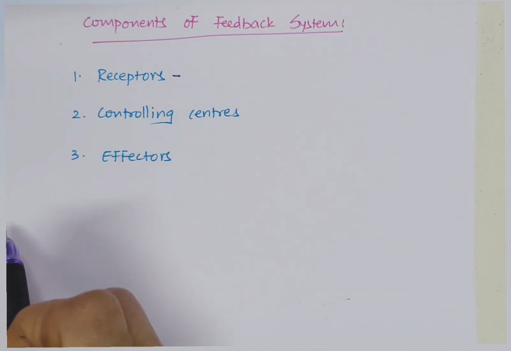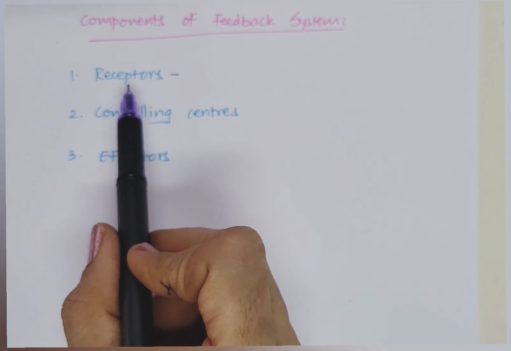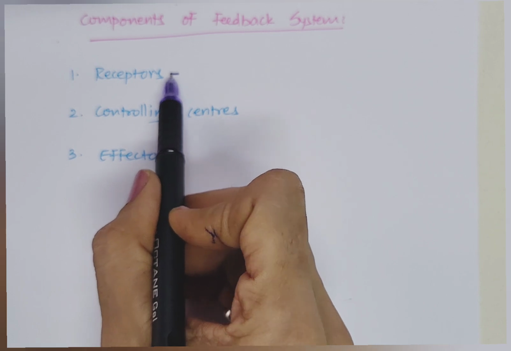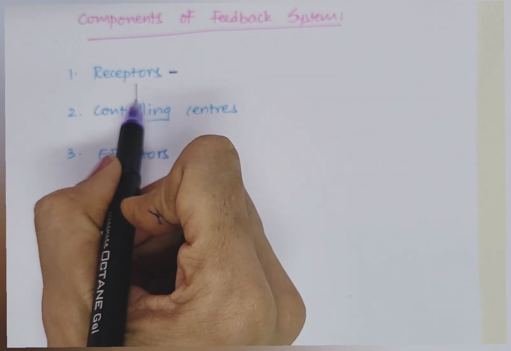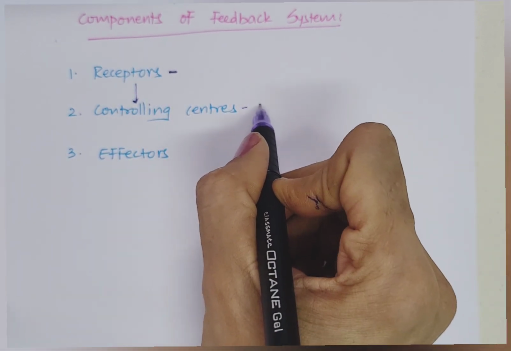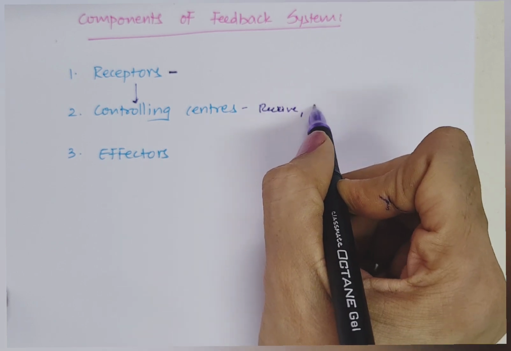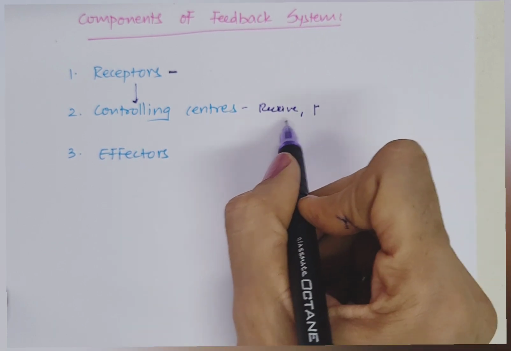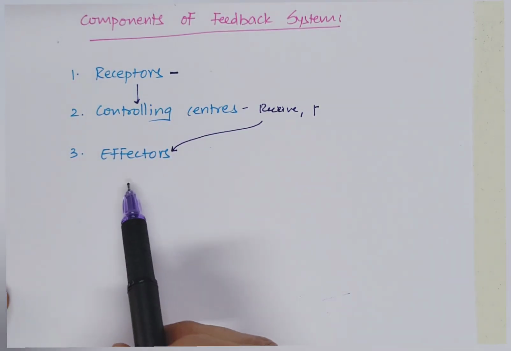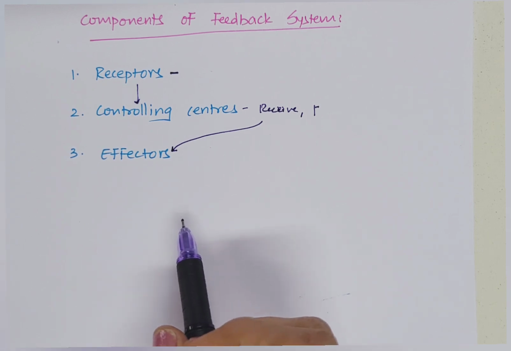Now, the feedback system has receptors. Receptors means they are sensitive to the stimulus. Whenever there is any stimulus, these receptors get stimulated. Second, the information from the receptor goes to the controlling center. Number one is to receive. After receiving, they process the information, assess, and after that they send signals to the effector. And what is the action? The effectors perform the action. So this is the mechanism.